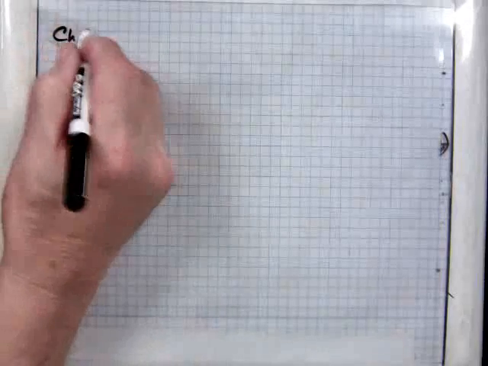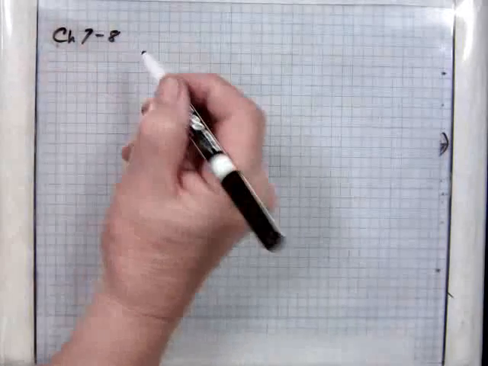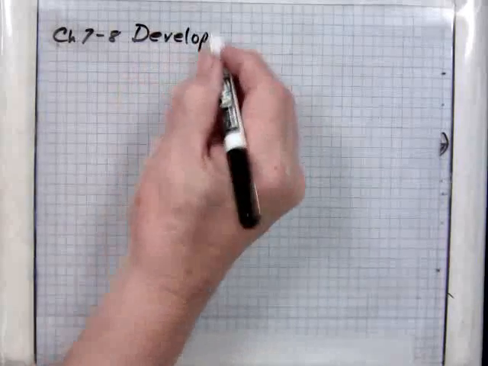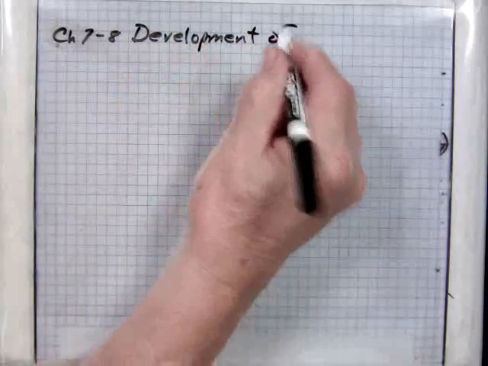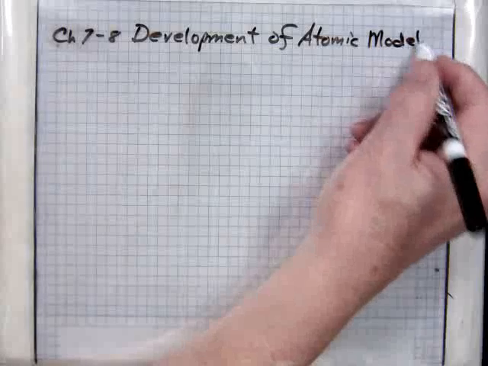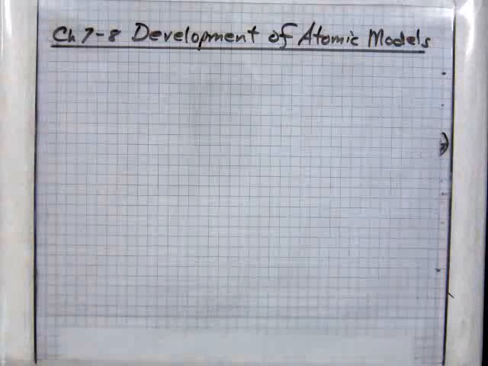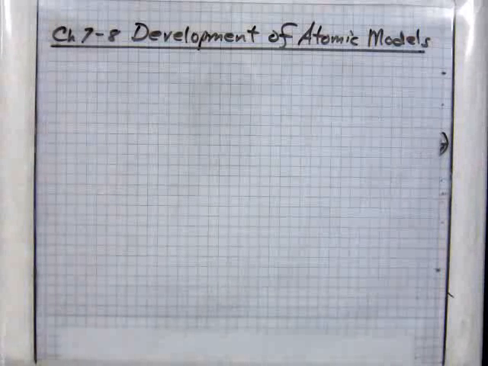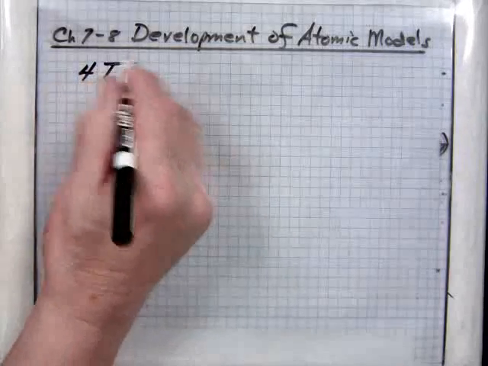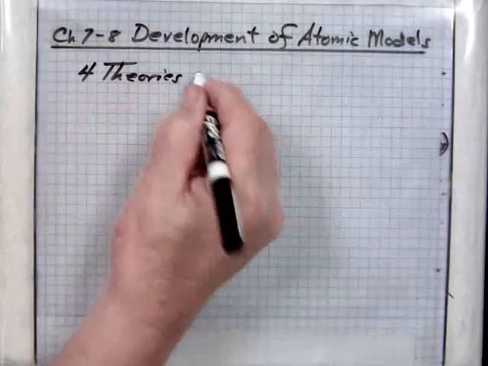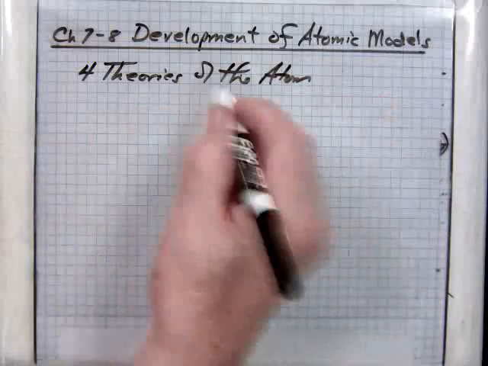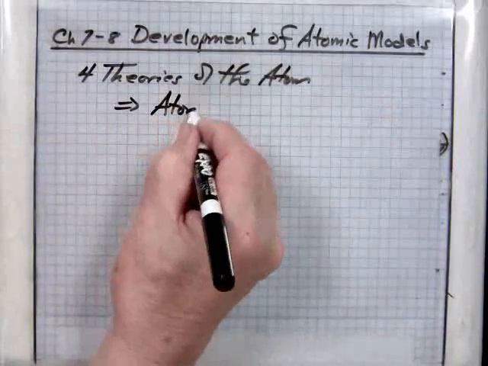So this is chapter 7 and 8. Now, as I noted in the intro page that shows what we're going to do today, there are 4 principal theories of the atom. And these are referred to, in general, as atomic theories.